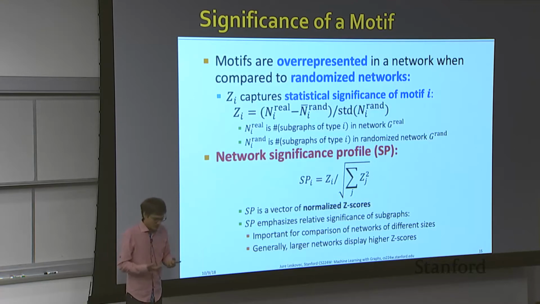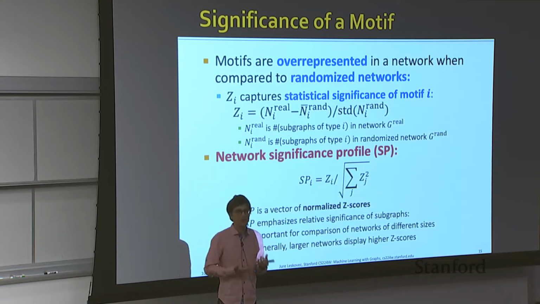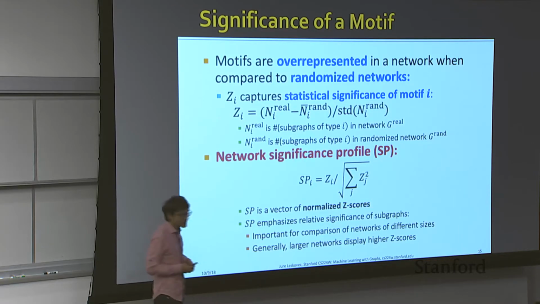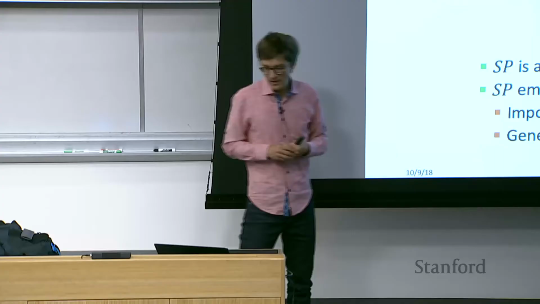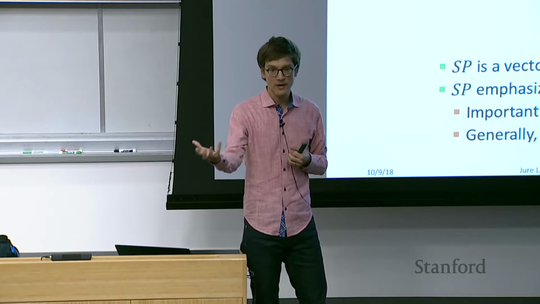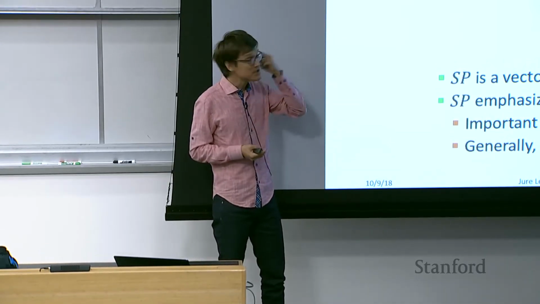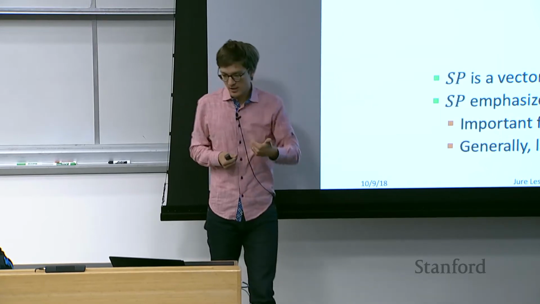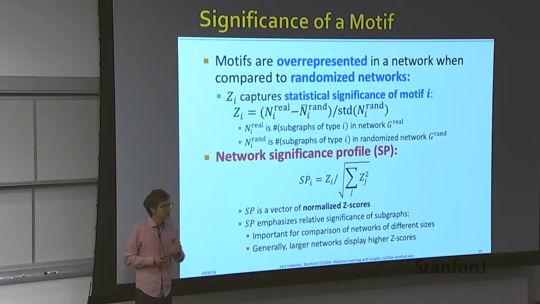It's essentially the difference in occurrence normalized by some natural variability of that motif in the network. So the idea is the following. I will say that a motif is overrepresented in a network when I'm comparing it to its count or frequency in the random network. And this notion of a z-score captures the statistical significance of motif i. A z-score can be positive or negative.